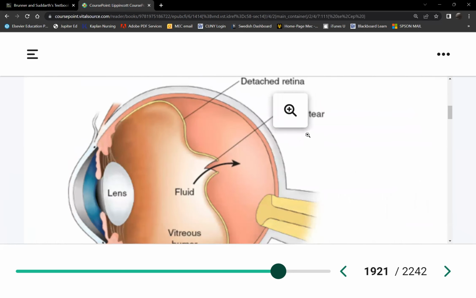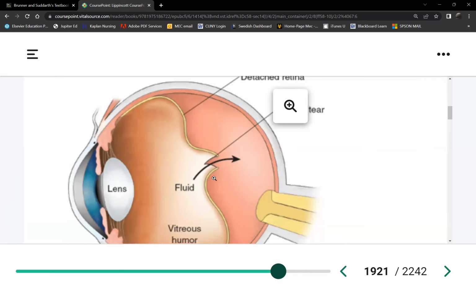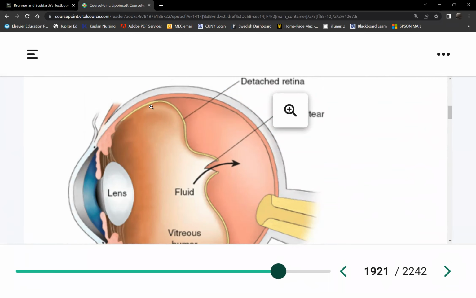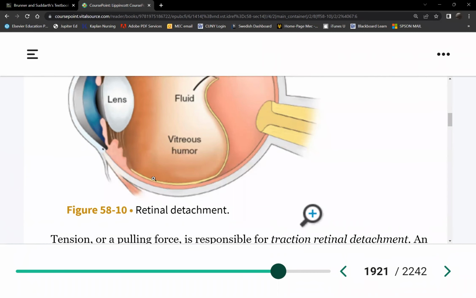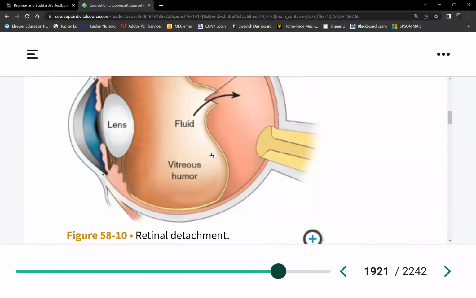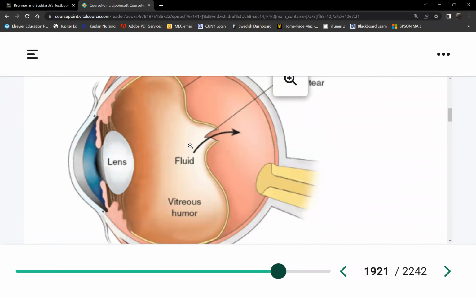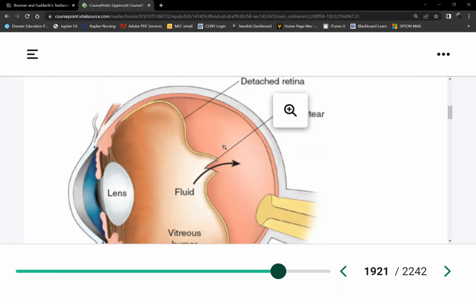So this is the retinal detachment. The yellow lines here are the edges of the retina. That should not be here. It should be right here. See here? It should be attached against the back of the eyeball. It should not be like this. It should be resting against the eyeball. So this is now a tear.